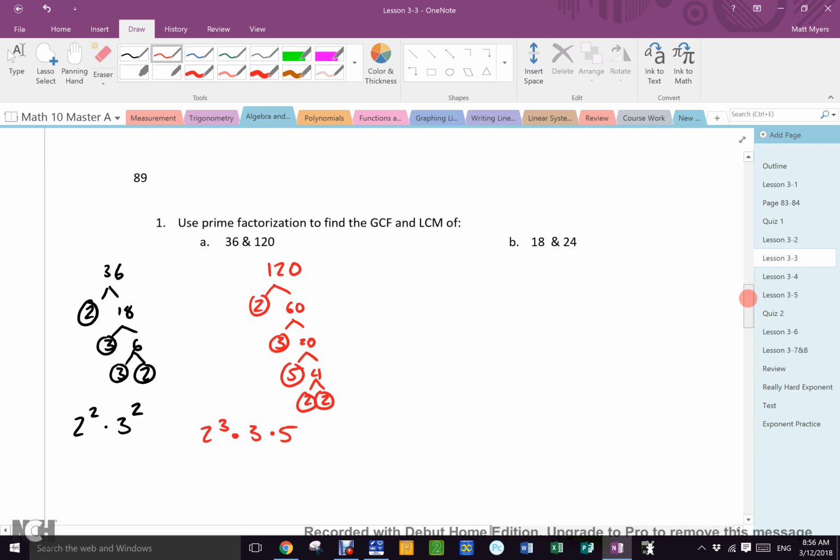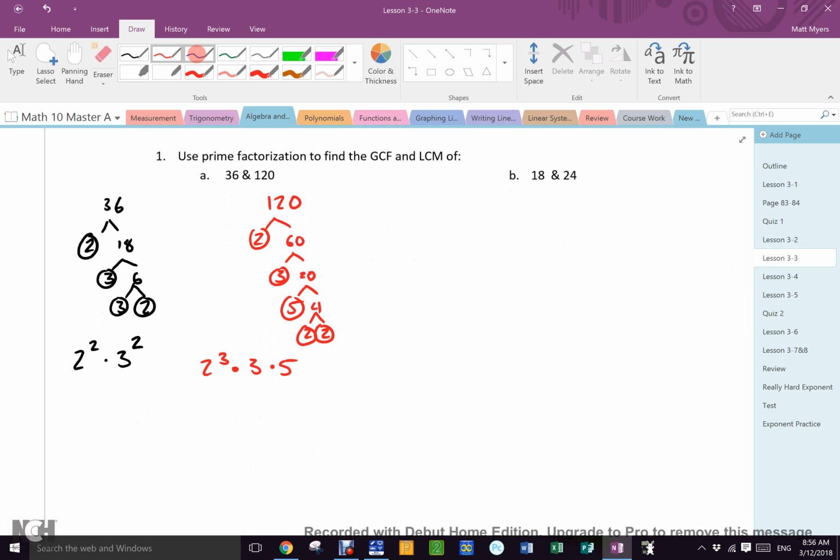All right. Now we got a GCF and we got to LCM it. I like to use blue for the GCFs as much as I can. So, is there a 2 in both of them? Yes. How many 2s are in both of them?